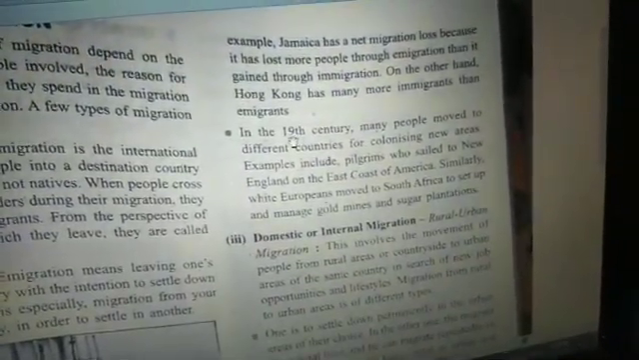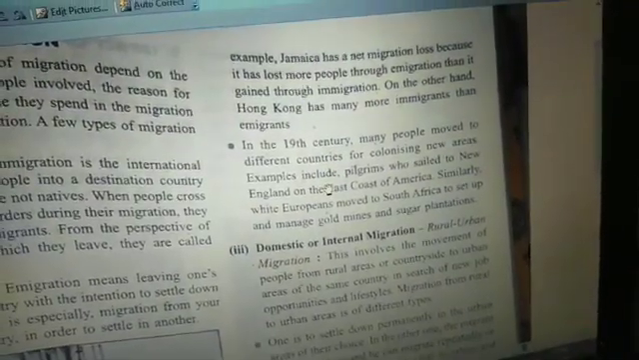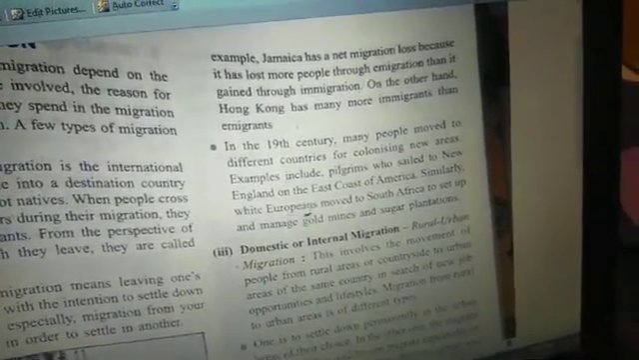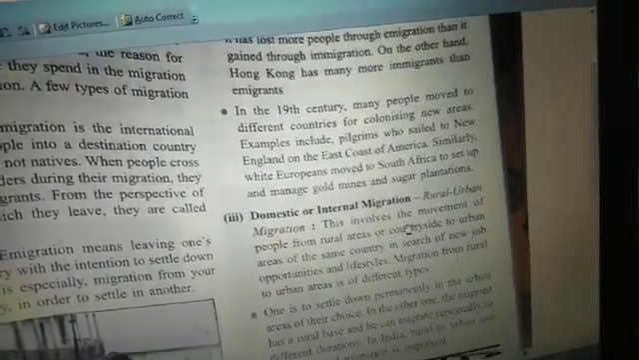There is another example given in this paragraph: during the 19th century, many people moved to different countries for colonizing new areas. They include pilgrims who sailed to New England on the east coast of America. Similarly, white Europeans moved to South Africa to set up and manage gold mines and sugar plantations. Like that, during the 19th century also, some people started to move from their original country to the destined country for job purposes. So this is called emigration and immigration.